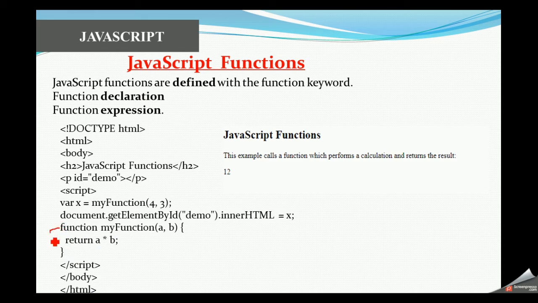You write the function here, then this function's value is stored over here, and this x value has been printed over here, and stored in this HTML element. This is how it works.